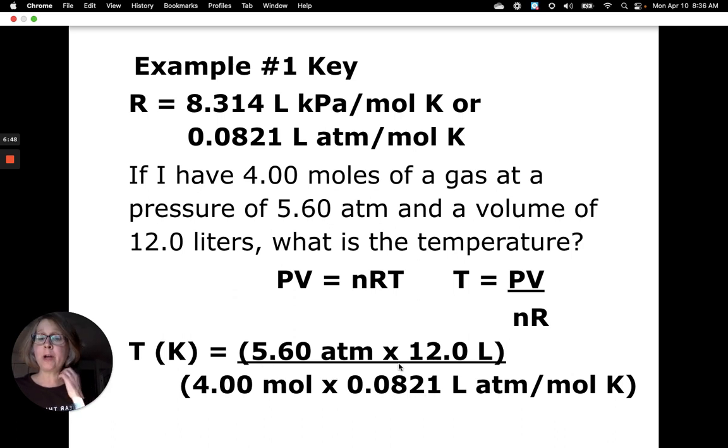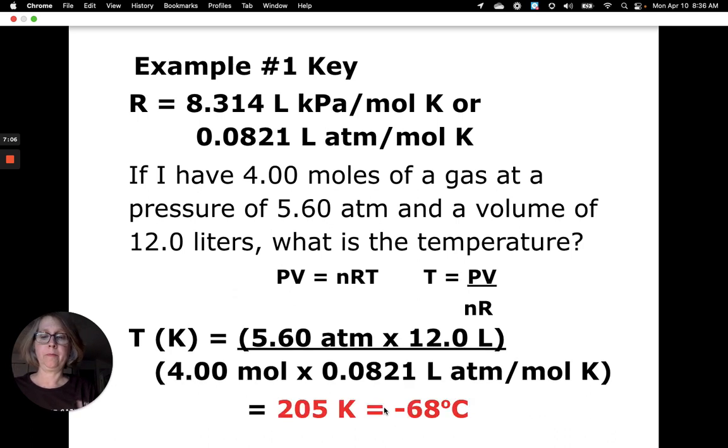Now, when you put this in your calculator, be careful. This is a division, so either put this in parentheses, or remember you're dividing by 4 and dividing by 0.0821. So put it in your calculator right now and make sure you get the same answer I do. Really, do it. Just be sure you're doing the order of operations correctly in your calculator. When you do that, you should get 205 Kelvin, because the unit is Kelvin.